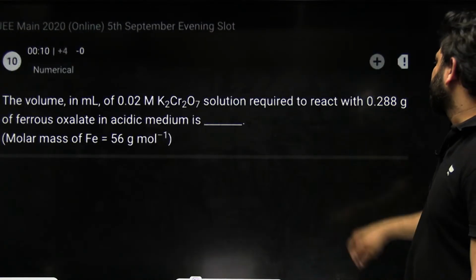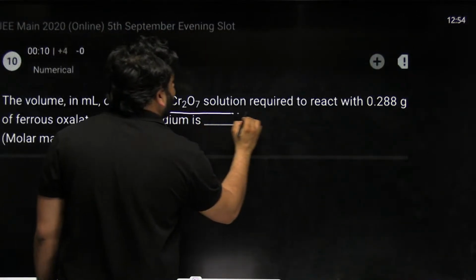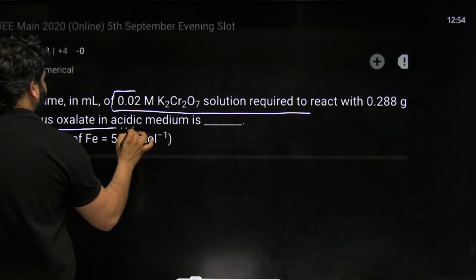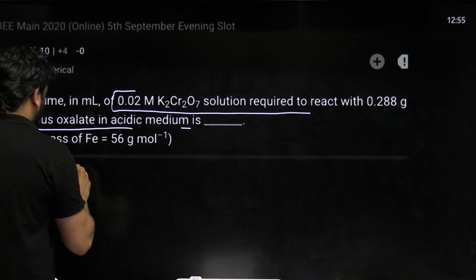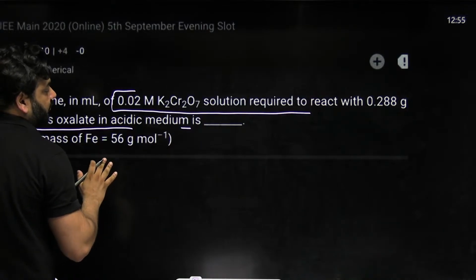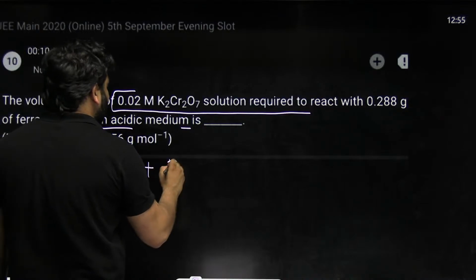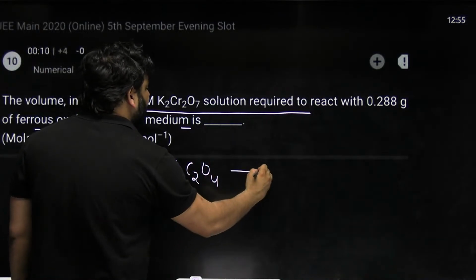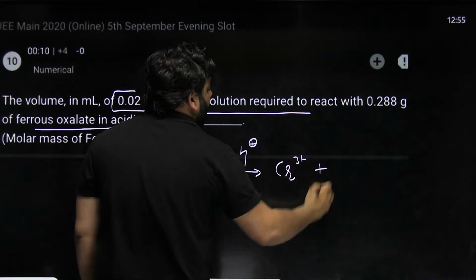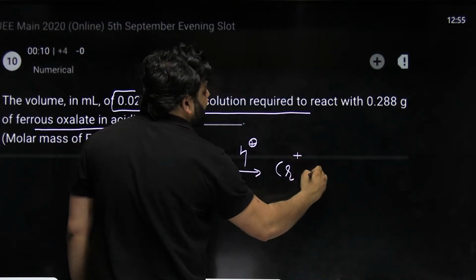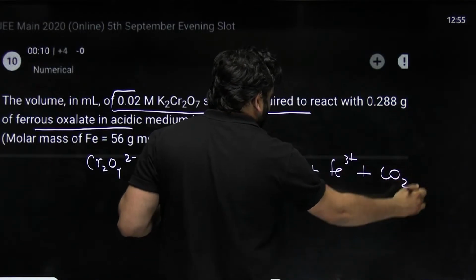And the next one is another very easy question: the volume in milliliters of 0.02 molar K2Cr2O7 required to react with ferrous oxalate in acidic medium. So everything is pretty simple. I'll give you the idea, you apply it on your own. The reaction is somehow like this: Cr2O7 2- plus ferrous oxalate, FeC2O4. In acidic conditions this goes to Cr3+, because in basic medium it doesn't behave as an oxidizing agent, so nothing will happen. This will be Cr3+ and Fe3+ plus CO2.